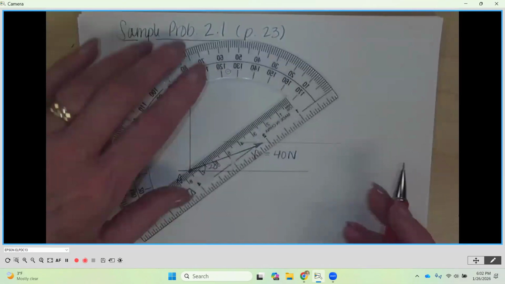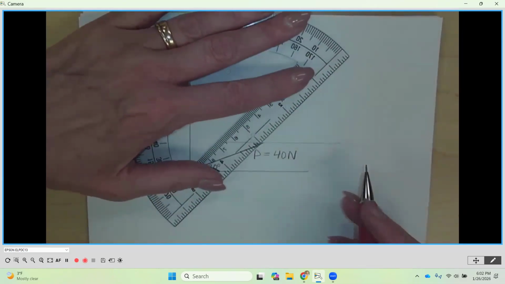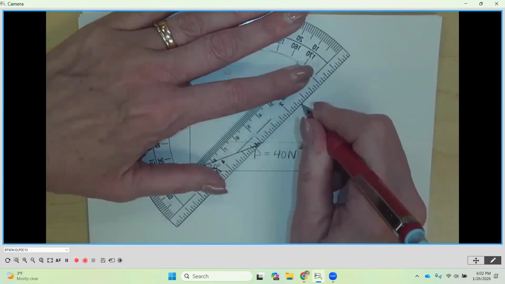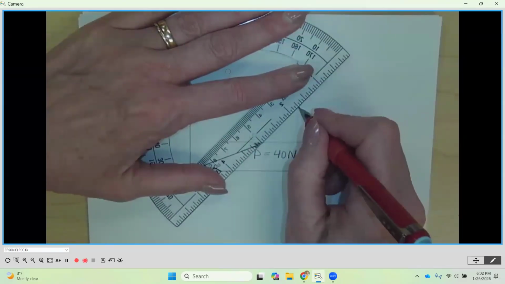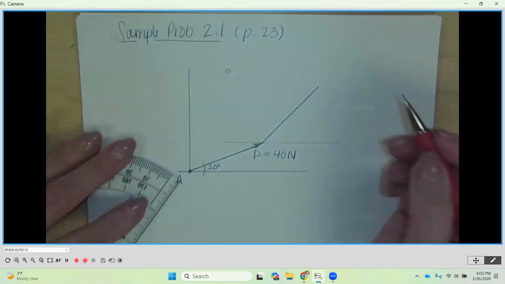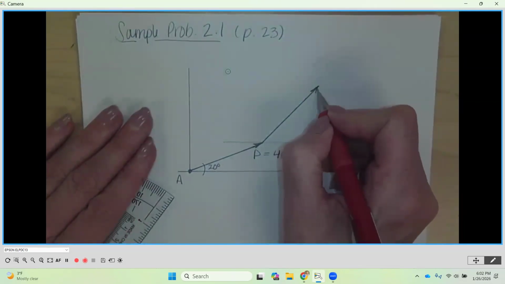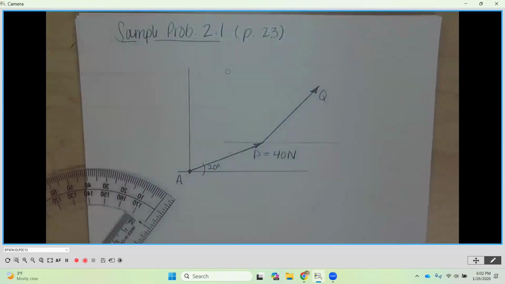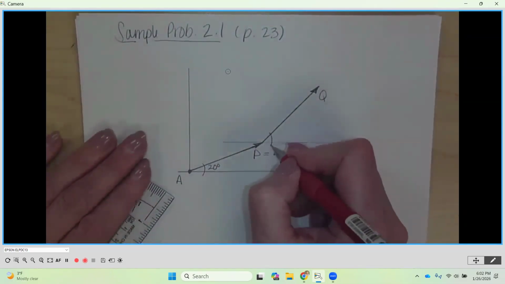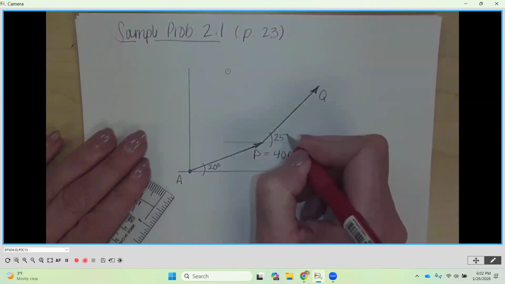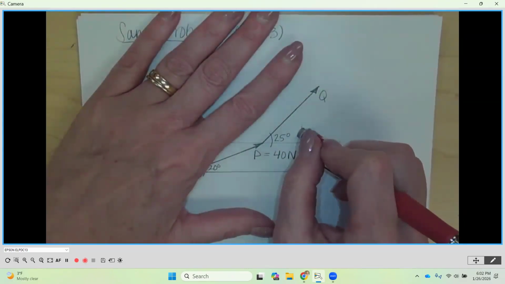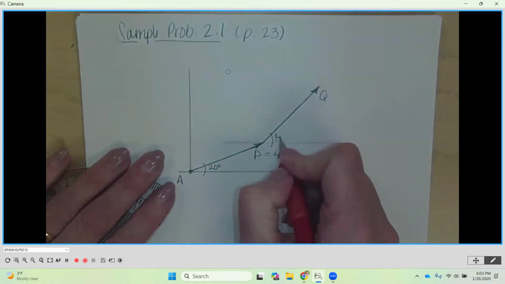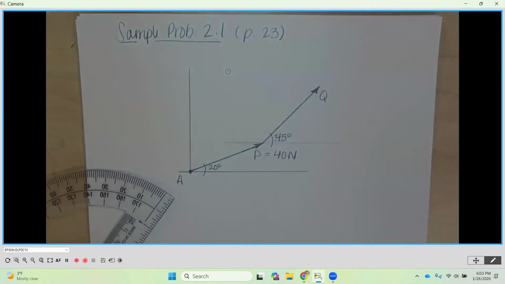I'm putting a horizontal line here. And at the end point of P, I'm going to draw the vector Q. Now, I think I've exaggerated this a little bit. I think it should be more shallow, but that's okay. Again, not protracting it. But this angle right here is, oh, it is not 25. This one's 45 degrees. Okay, that one's 45 degrees.